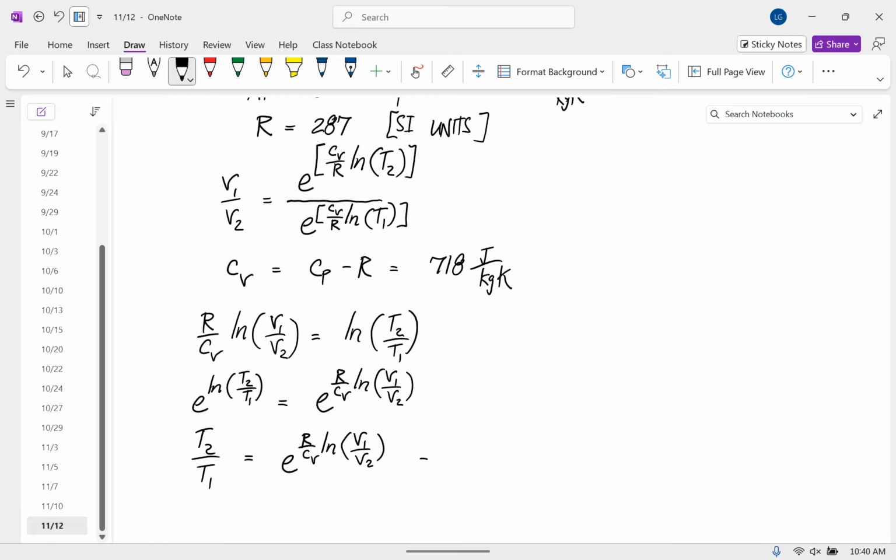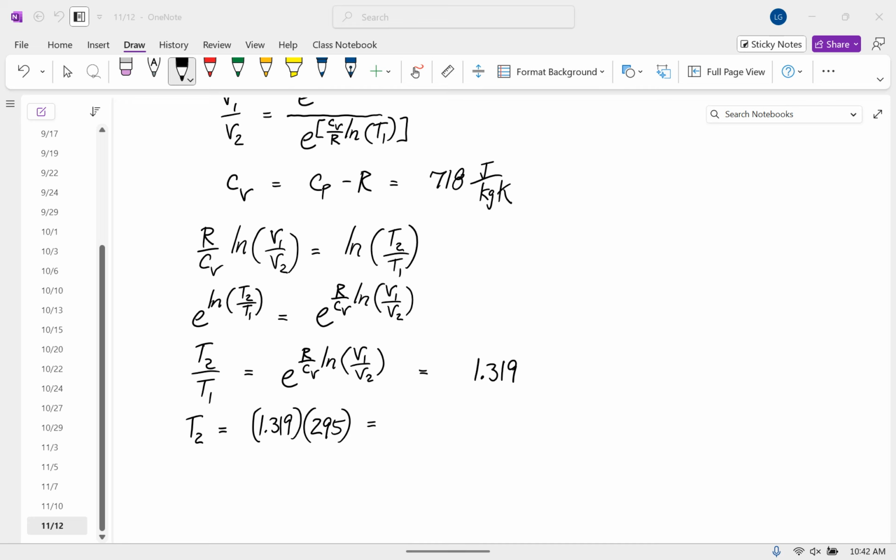And we can plug all this stuff in. So R is 287, Cv is 718, so that's 389 Kelvin. Okay, so that's the temperature.